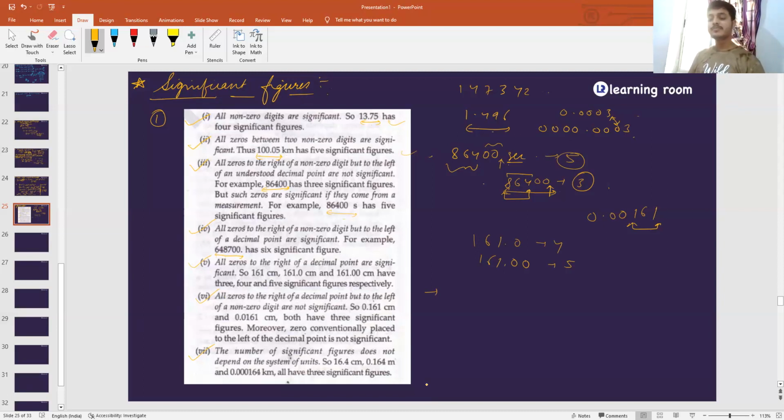Sir, what if it is 20.00? Is it 4 significant figures? Yeah, that is 4 significant figures. Sir, but the 0 in 20.00 has no value. See, we don't have to see that the 0 has no value. Now I'll tell you how these significant figures are important.